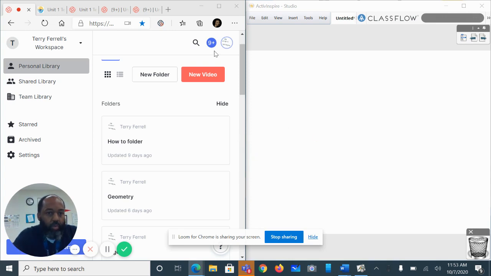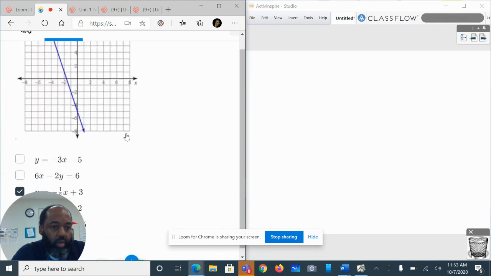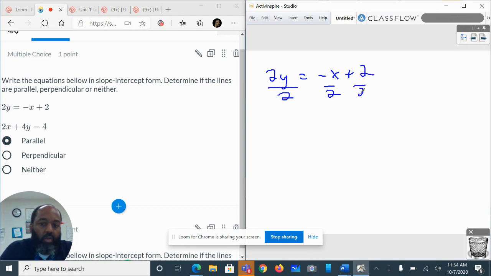All right, next problem. And we are here. Same directions as earlier. I'm going to take both of them and solve for y. I got 2y equals negative x plus 2, divide by 2. y is equal to negative 1 over 2x plus 1.